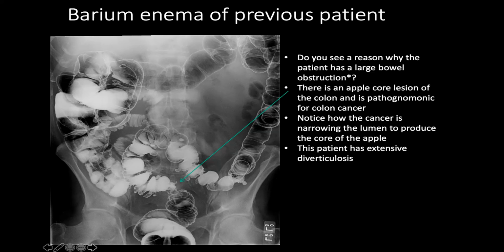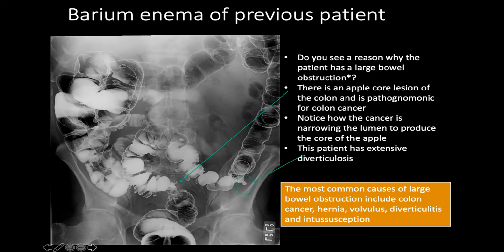Patient has also extensive diverticulosis, an example of that right there. Most common causes of large bowel obstruction are colon cancer, a hernia, volvulus, diverticulitis, and intussusception. So those are definitely things to be concerned about. And with that apple core lesion here, most likely cancer.